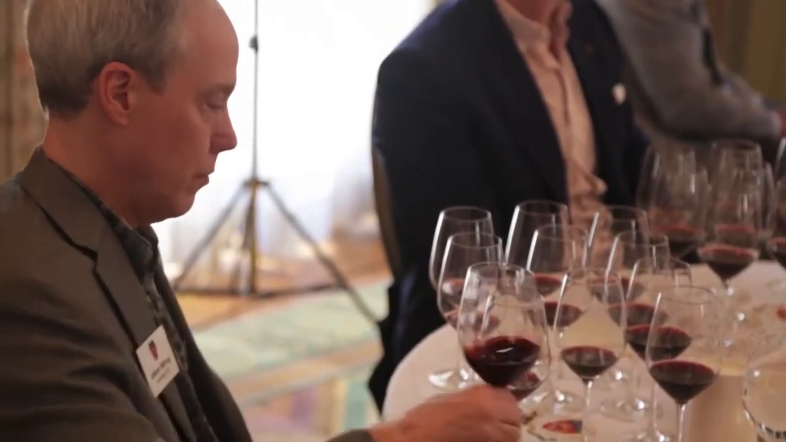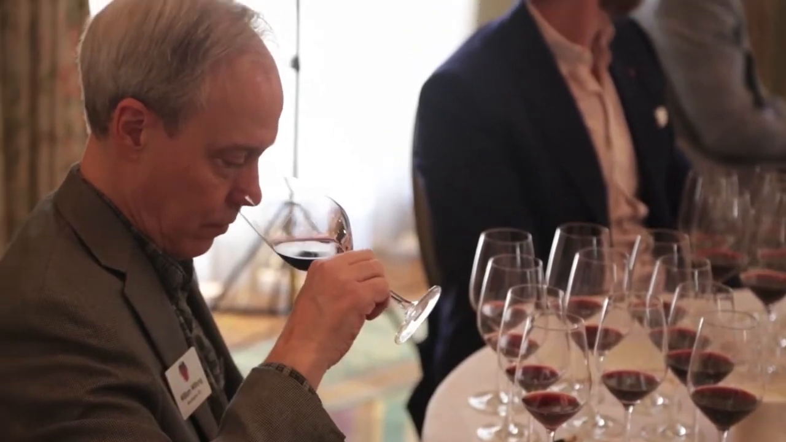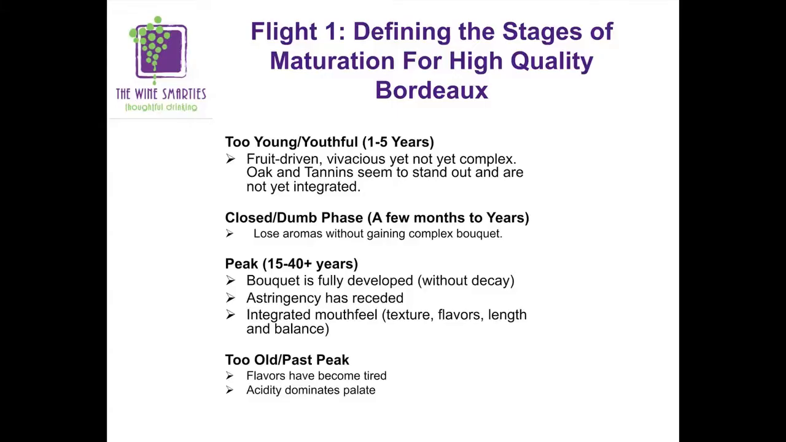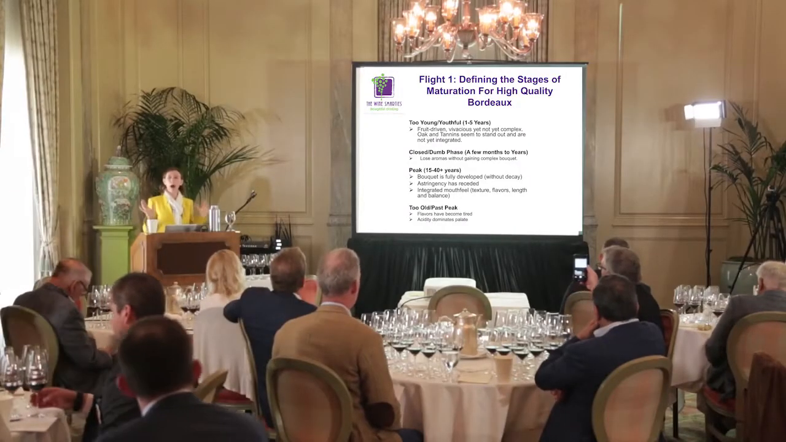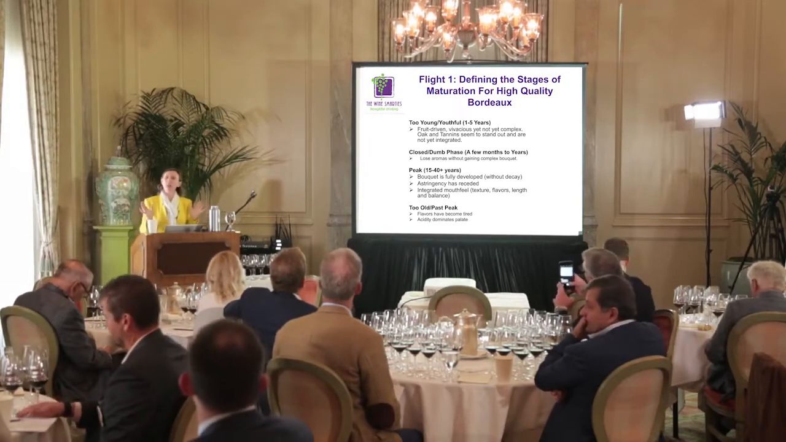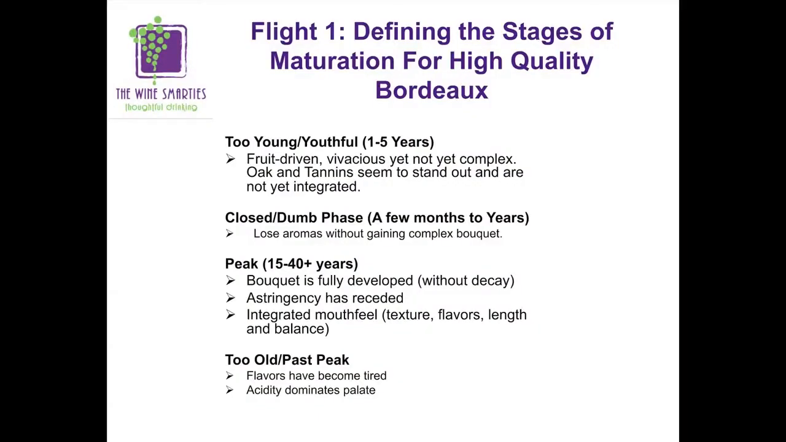The concept of the blind tasting for today is, how do you blind taste stages of maturation? We've mixed up the first 6 wines, and what we're going to do is talk quickly about how you approach a blind tasting from the MW perspective. When I'm blind tasting, how do I assess maturation? If it's too young, youthful, what does it show in the glass? These are general things.